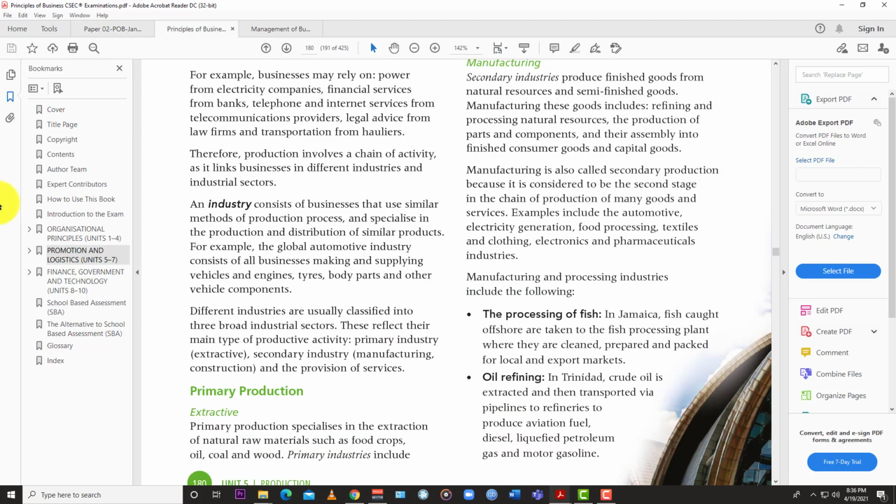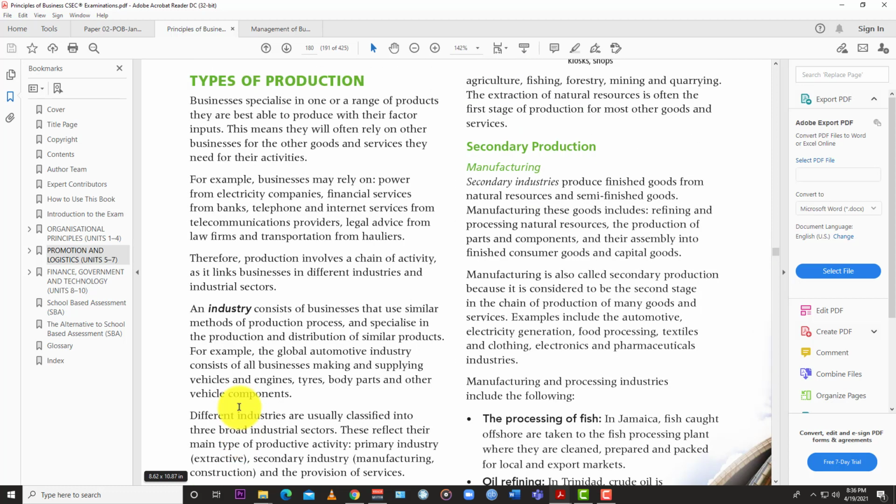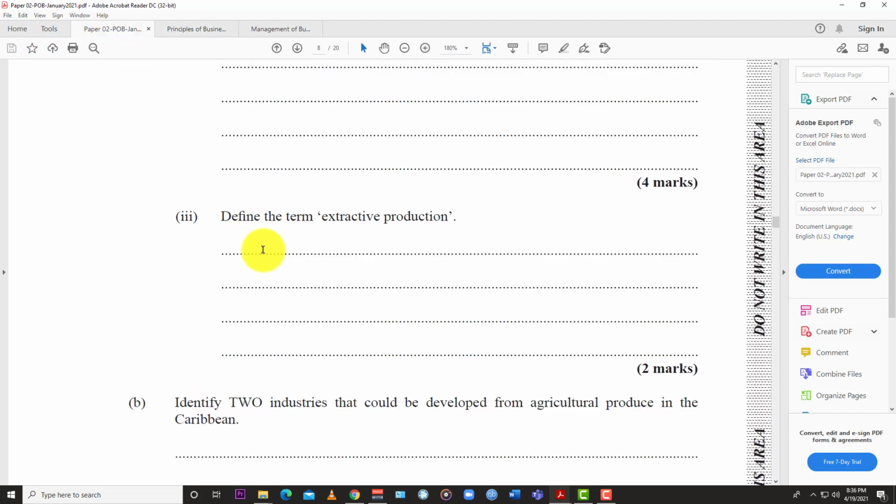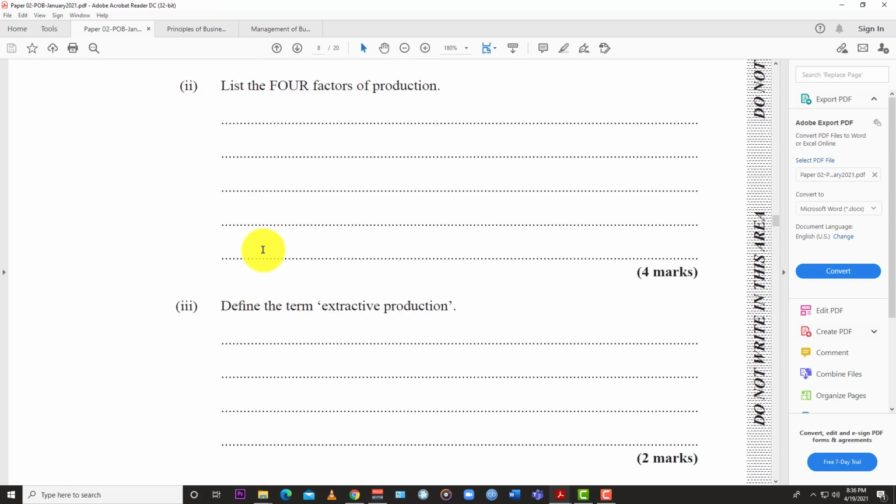But if you want to get all booky, primary production and the extractive industry are one and the same. Primary production specializes in the extraction of natural raw materials such as food crops, oil, coal, and wood. So it's the extraction of natural raw materials from the earth. That is the extractive industry or extractive production, the first stage of production, extraction. So easy like that. We have 4, 6, so that's 8 marks. We're 40% there for question 3.